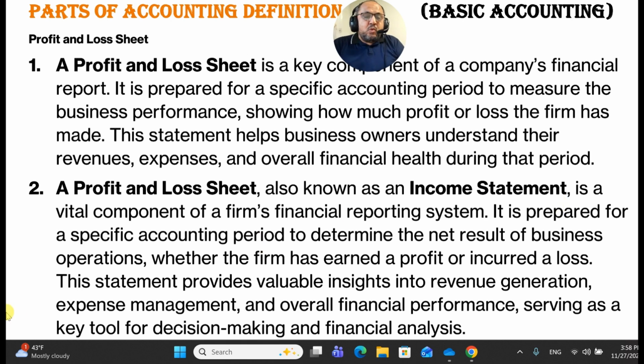An income statement is a vital component of a firm's financial reporting system. It is prepared for a specific accounting period to determine the net result of business operations, whether the firm has earned profit or incurred a loss. This statement provides valuable insight into revenue generation, expenses management, and overall financial performance, and serves as a key tool for decision making and financial analysis. And I have already given you an example.